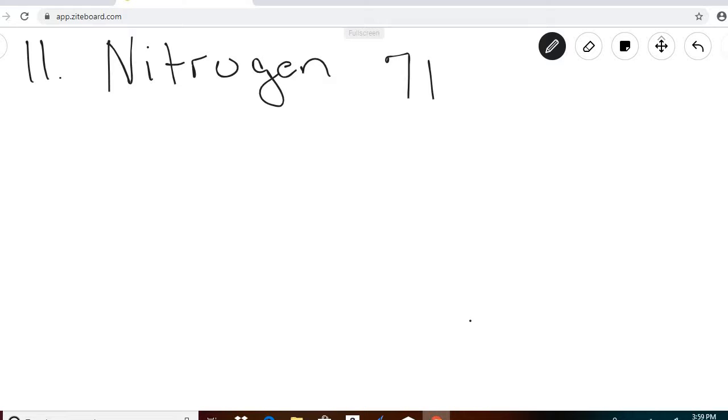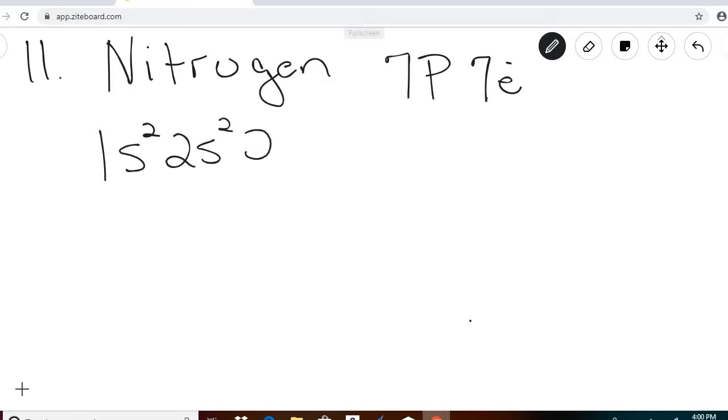Number 11 says, give the ground state electron configuration for the following elements. The first one is nitrogen. If you look at the periodic chart, nitrogen has 7 protons, and therefore it has 7 electrons. So the electron configuration for that would be 1s2, 2s2, and then 2p3. That gives us the 7, it places the 7 valence electrons.